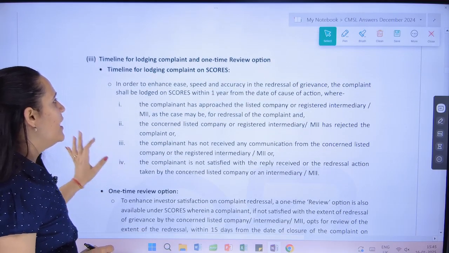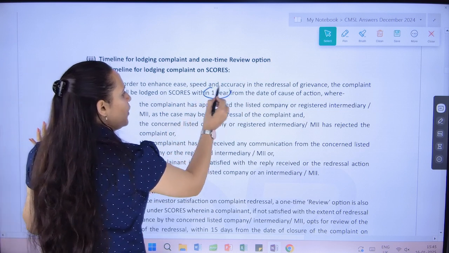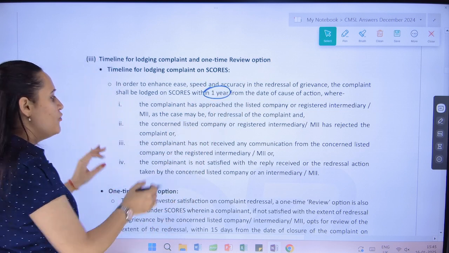Next, what is the timeline? Again, the timeline for lodging a complaint is within 1 year from the date of cause of action.